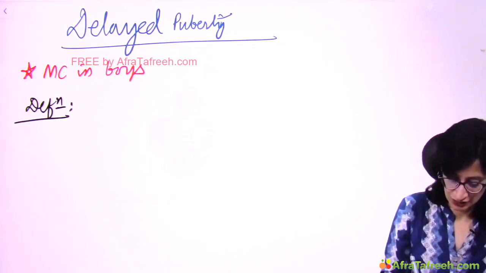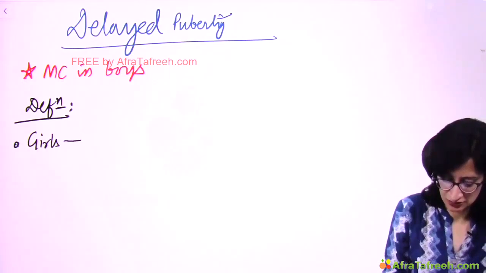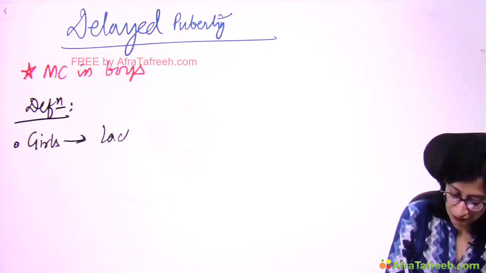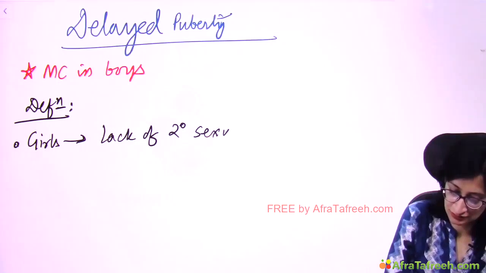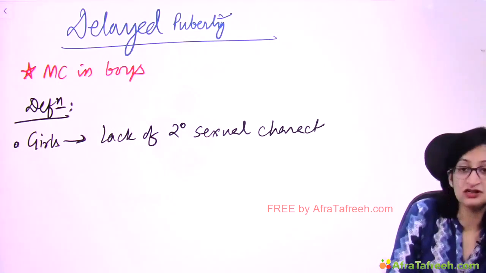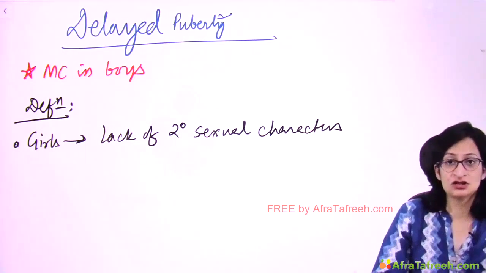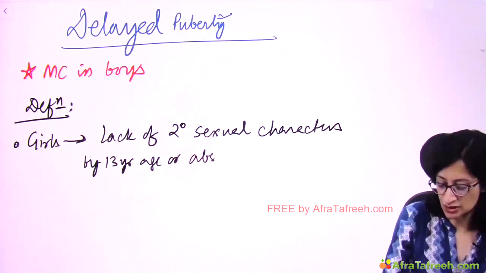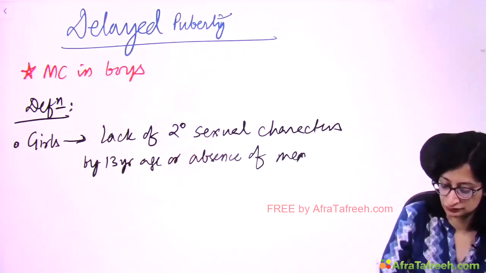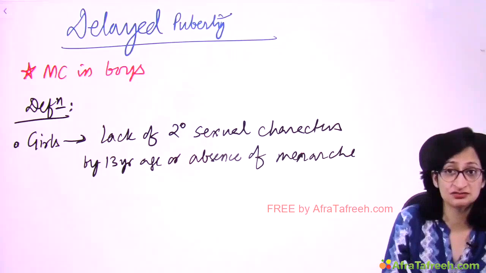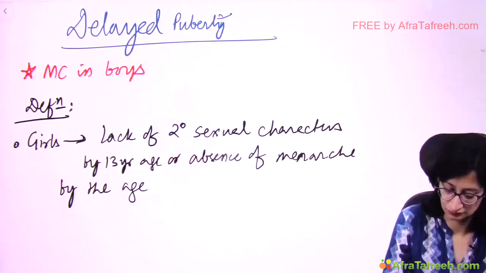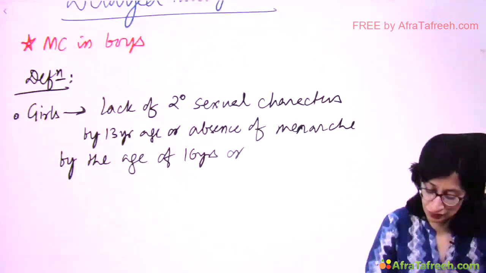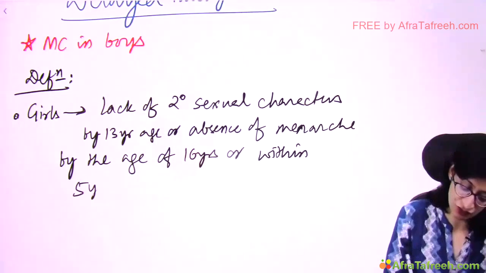In girls, it is defined as lack of secondary sexual characters by the age of 13 years, or absence of menarche by the age of 16 years, or within 5 years of onset of puberty.